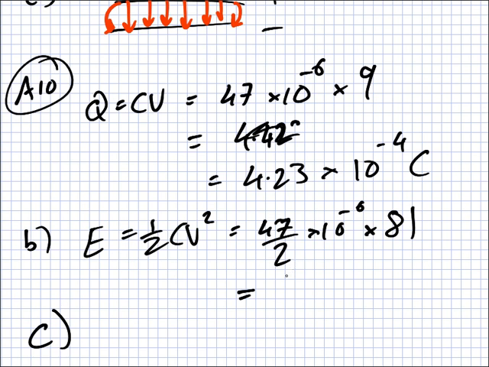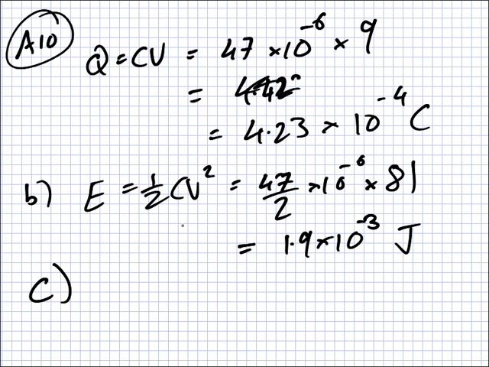Yeah, you got it, Matt? Or Kim, do you have it? Yeah, what's this number? 1.9 times 10 to the minus 3. Yeah, okay. C.